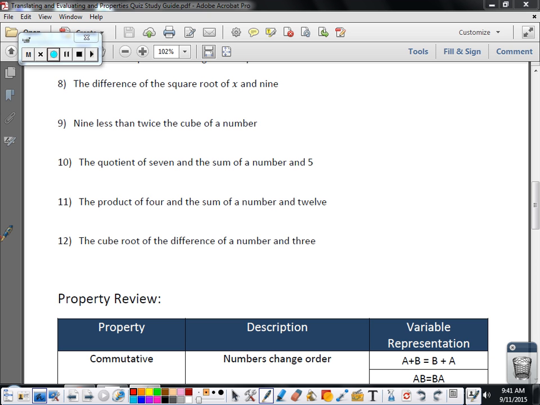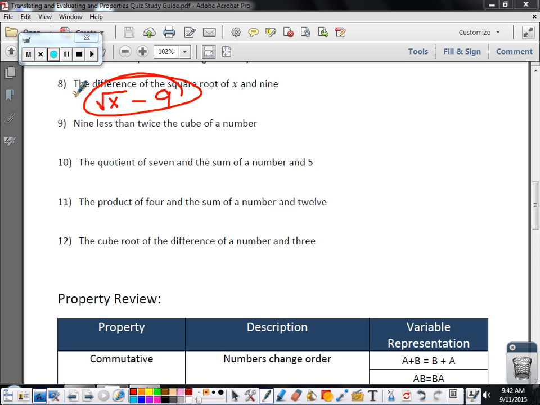Here we go. Number 8, the difference. Right away when you see difference, what do we put? We're going to subtract 2 things. The difference of, here's what comes first. The difference of what? The square root of x. So where does that go? On the left or the right? On the left. On the square root of x. And 9. Where does the 9 go? Boom. Again, if it doesn't say than or from, you do not switch the order.